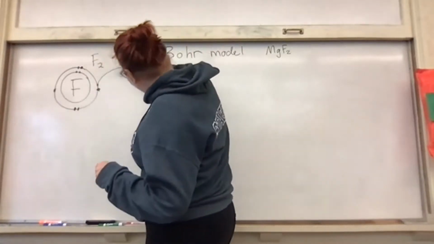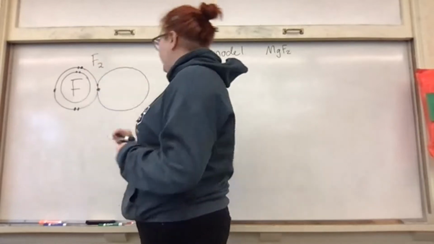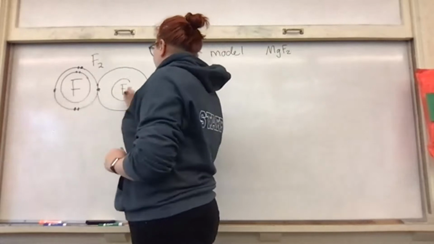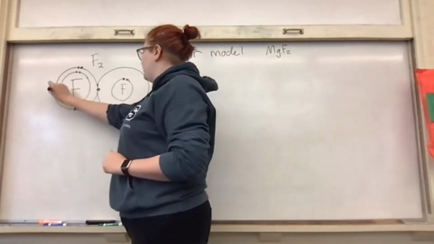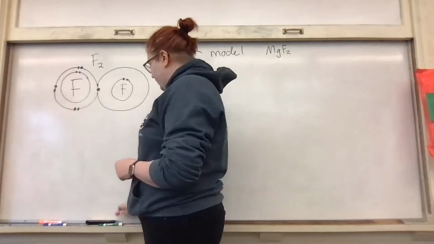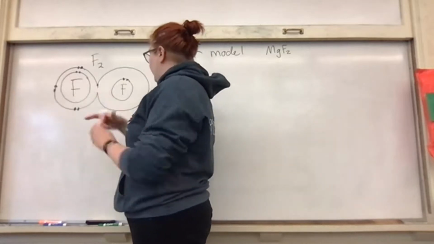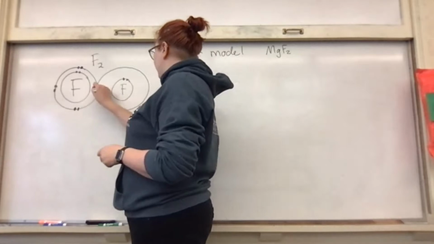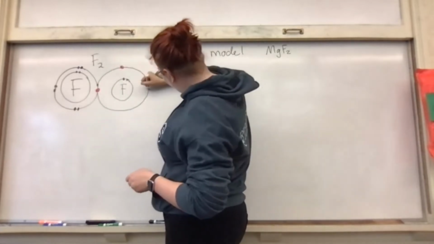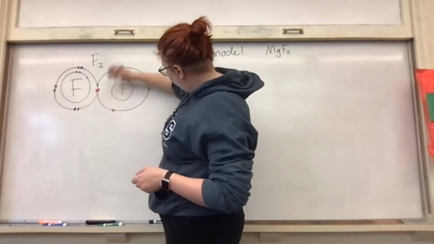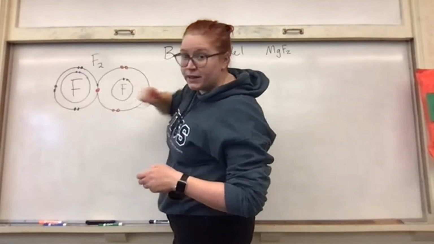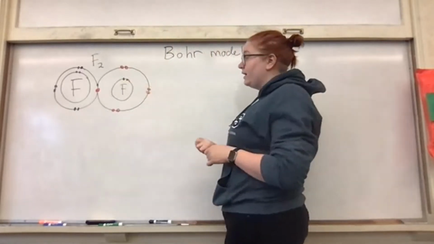So I'm going to draw another fluorine here. It has 2 on the inside. Okay, I'm going to put this one over here. So I'm going to draw this fluorine in another color so you can see. Let's do red. So 1, 2. So this fluorine, its valence electrons or electrons in the outside shell are in red.